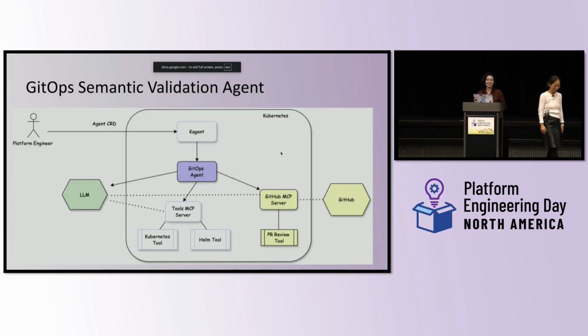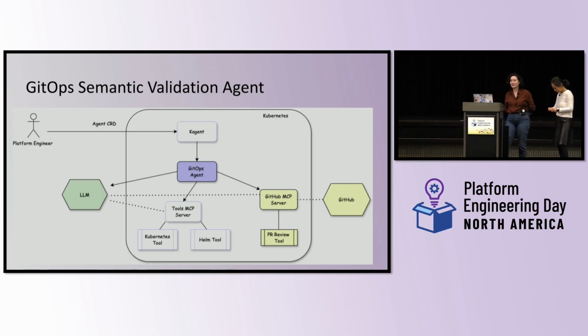So the agent is defined as a CRD managed by the kagent controller. Kagent creates the pod for our agent, and the agent itself has access to different tools to interact with the environment. You can see here that we are using some Kubernetes and Helm tools provided by the tool server from the kagent installation. We are also using the pull request review tool from the GitHub MCP server. And the agent itself is connected to an LLM for the reasoning.